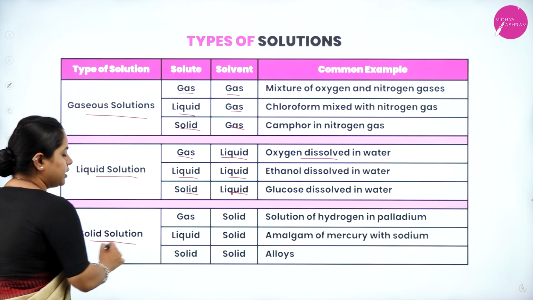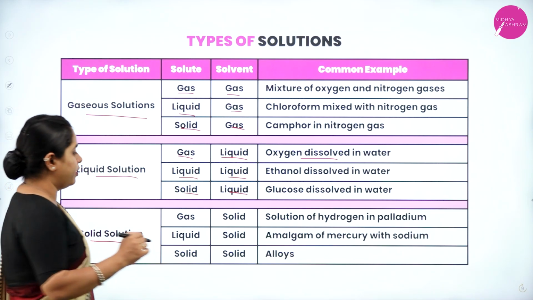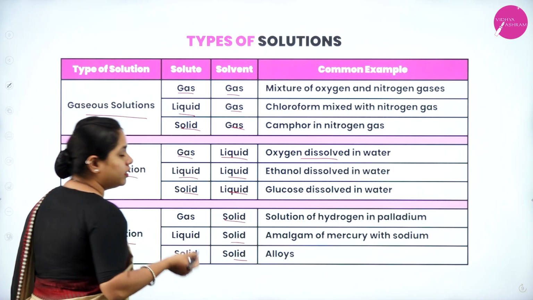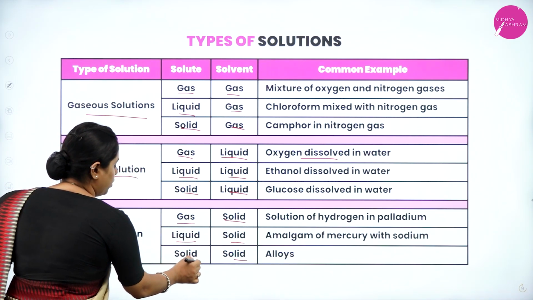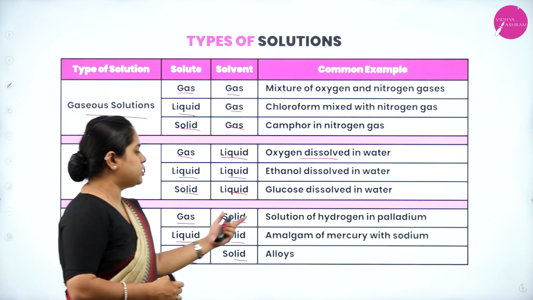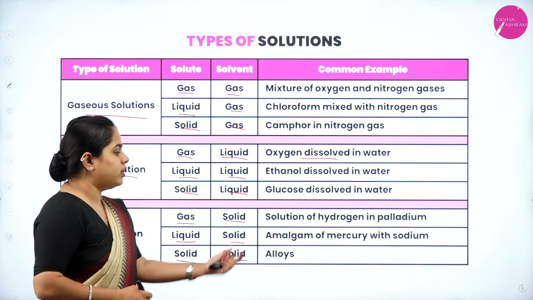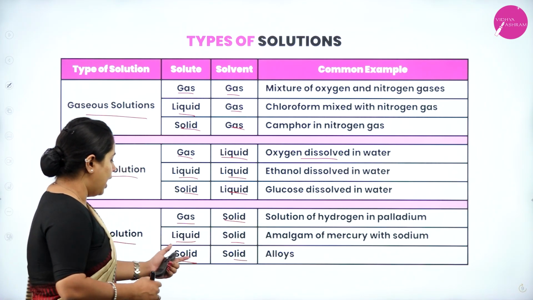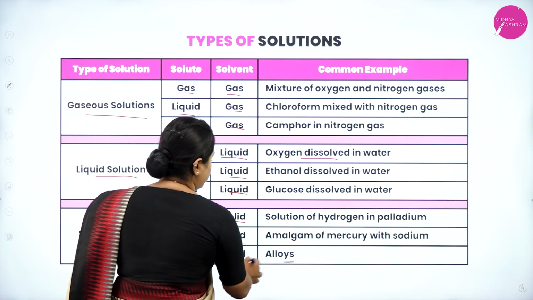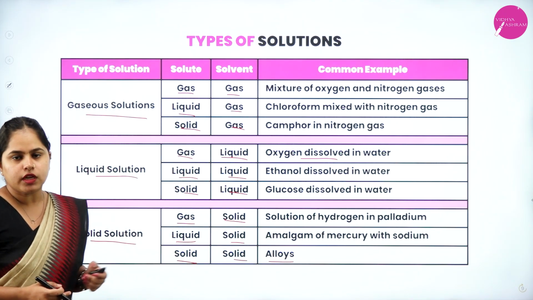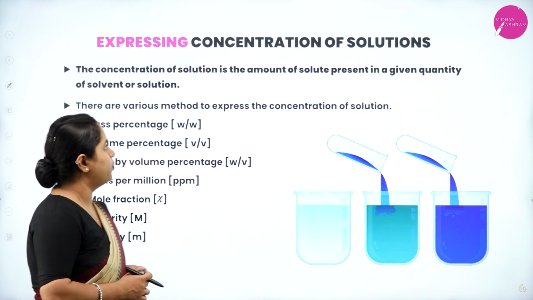Now you have the last one, that is solid solutions. Again, the solvent will always be solid. The solute can either be gas, liquid or solid. Right. Examples can be solution of hydrogen in palladium, for gas in solid; for liquid in solid, amalgam of mercury with sodium; and solid in solid, of course, the example is alloys. So I hope the different types of solutions are clear for you.